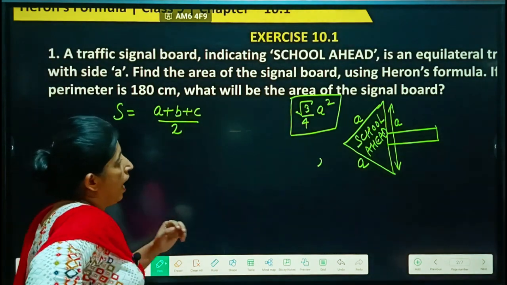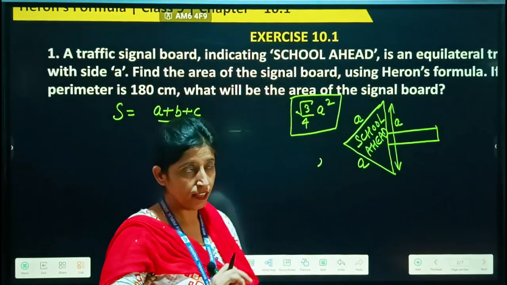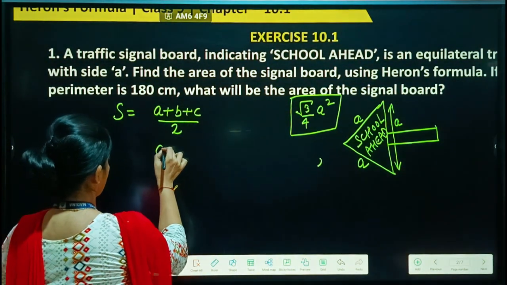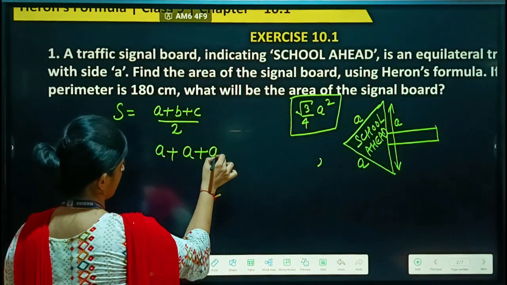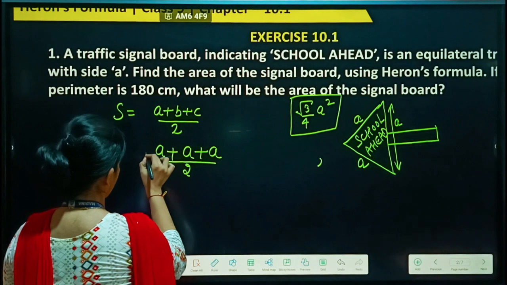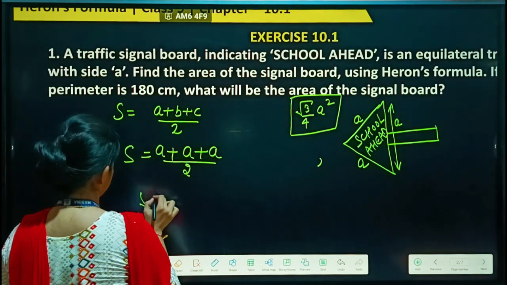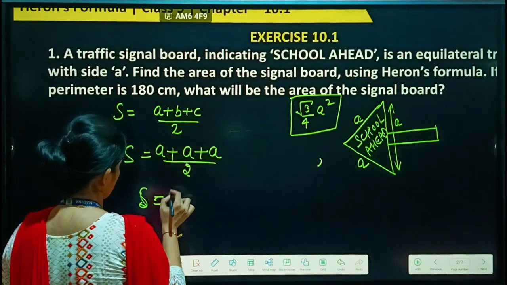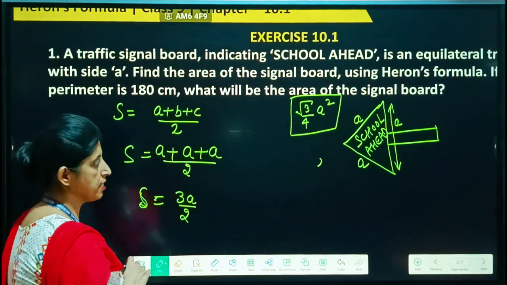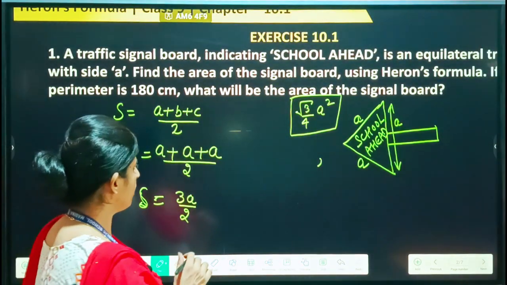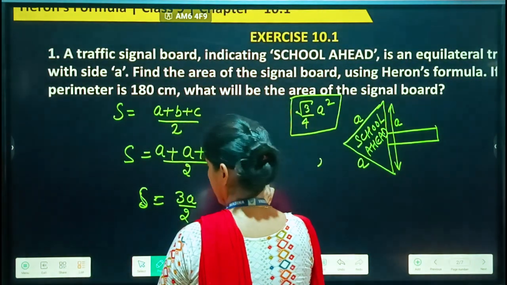Okay? And all our sides are a. So in the place of a we will put a, in the place of b we will put a, in the place of c we will put a, divided by 2. Okay? That is S. And S is equal to 3a by 2. Right? This is the semi-perimeter. Now we will find the area.